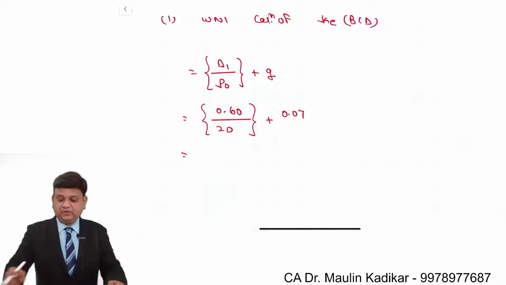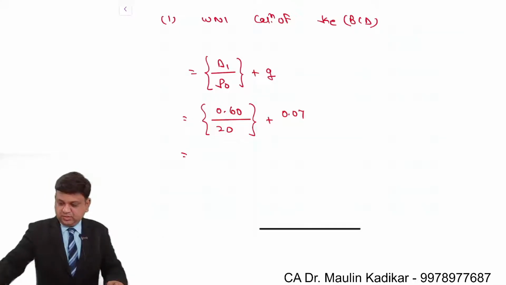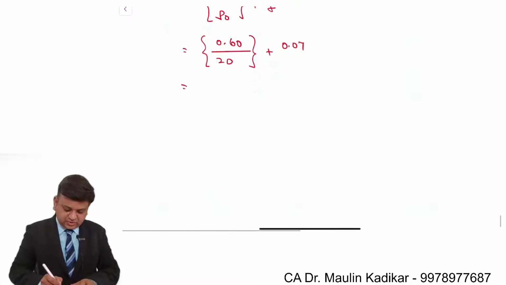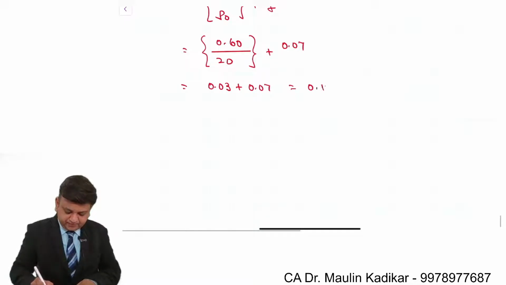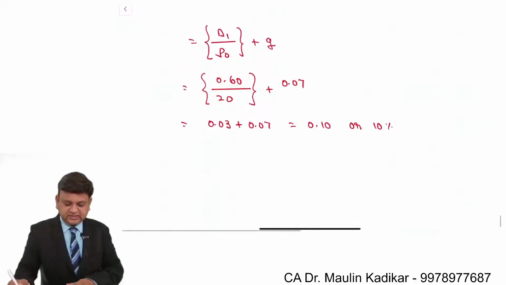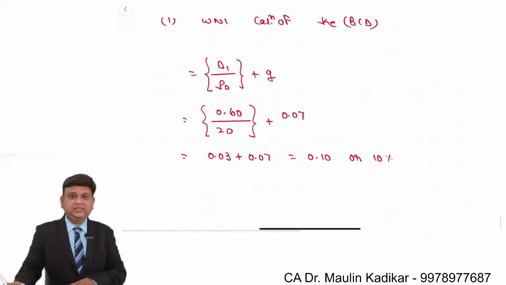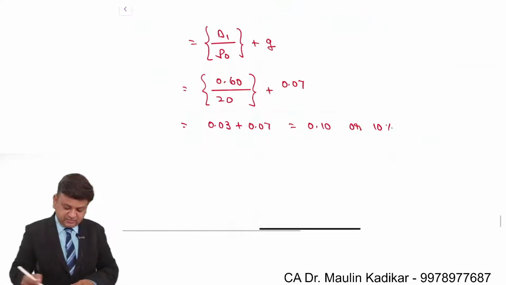This is the way we are required to make the calculation. So 0.6 upon 20 plus 0.07. 0.6 divided by 20 is 0.03, plus 0.07, 0.10, or we can say it is 10%. This is the cost of equity of BCD Limited.